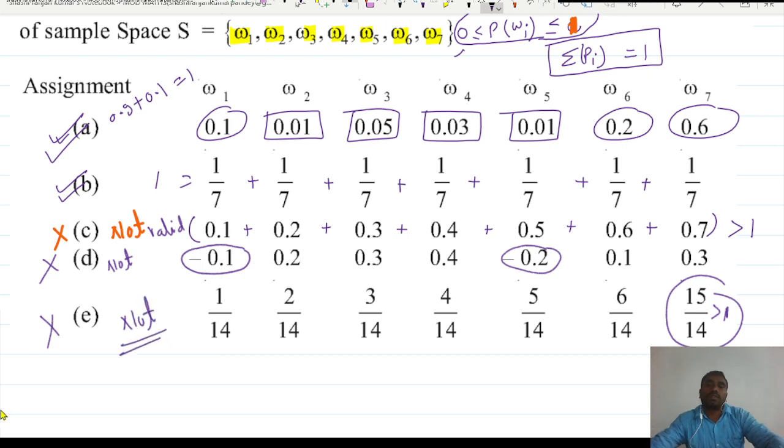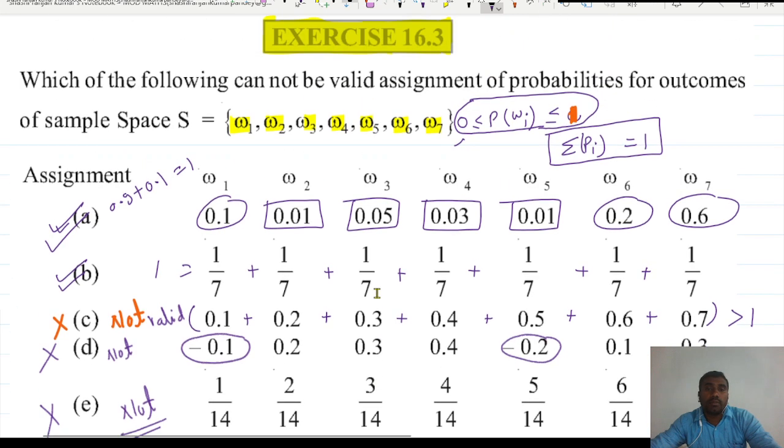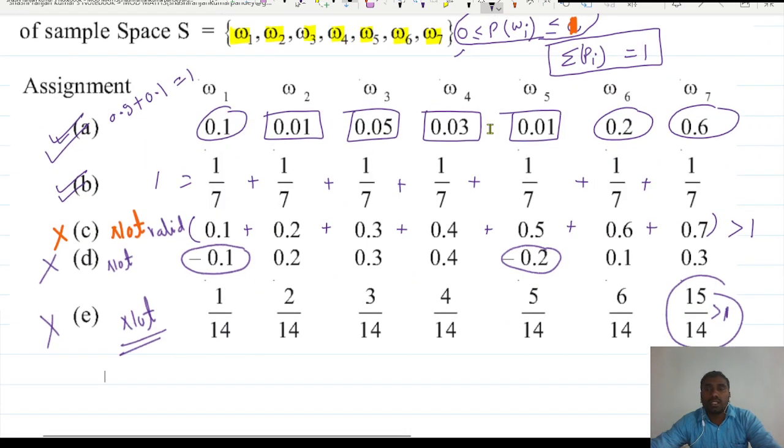So hopefully the first question is clear to all of you. Simply, for all the sample points, you have to check that the probability of each lies between 0 and 1. And second, you have to check that the sum of the probabilities of all the sample points should be 1 only. If these two conditions are satisfied, then the probability is valid, otherwise not. So hopefully you get that answer. Okay, fine.